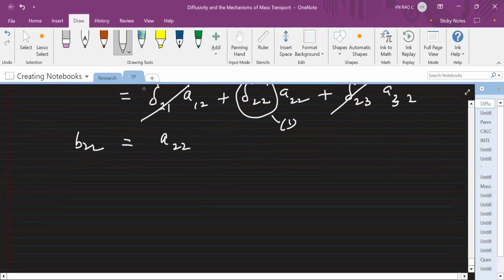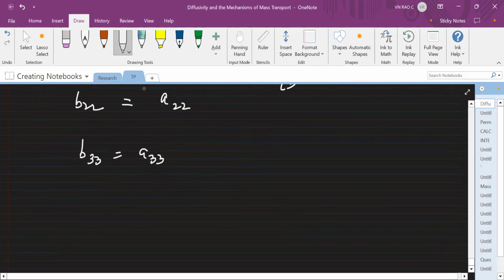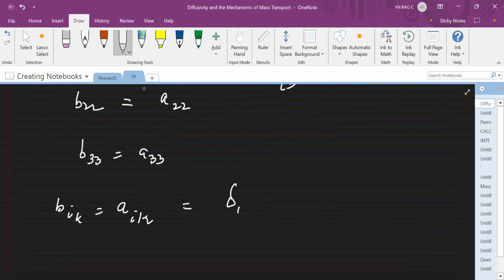Similarly, we can prove b33 is equal to a33. That means in generalization, bik is aik, but it is given as the left hand side delta ij ajk. See, so this is hence proved.